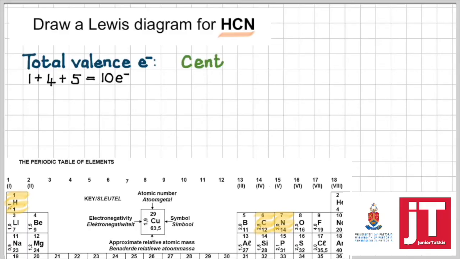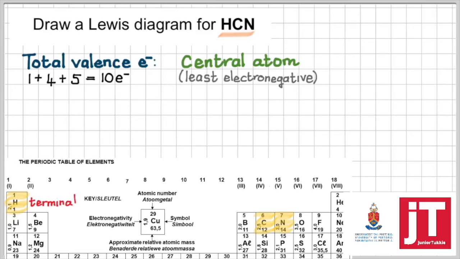We now need to determine which one of the atoms has the lowest electronegativity and will be the central atom. At this point, Junior Tukkies, it is very important for you to take note of the fact that hydrogen, regardless of its electronegativity, will always be a terminal atom. This leaves us with carbon and nitrogen.